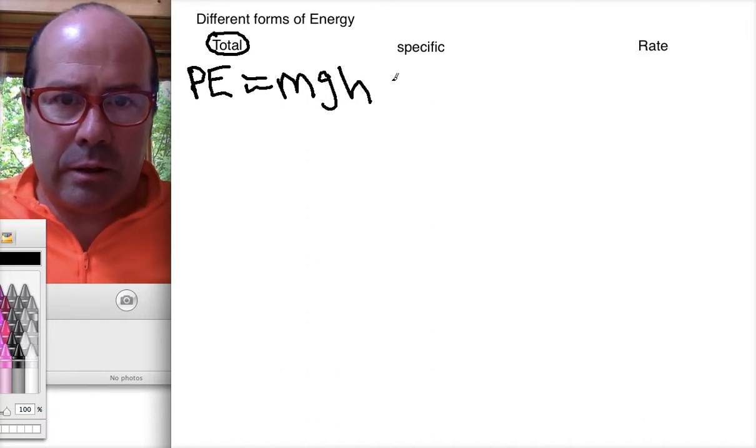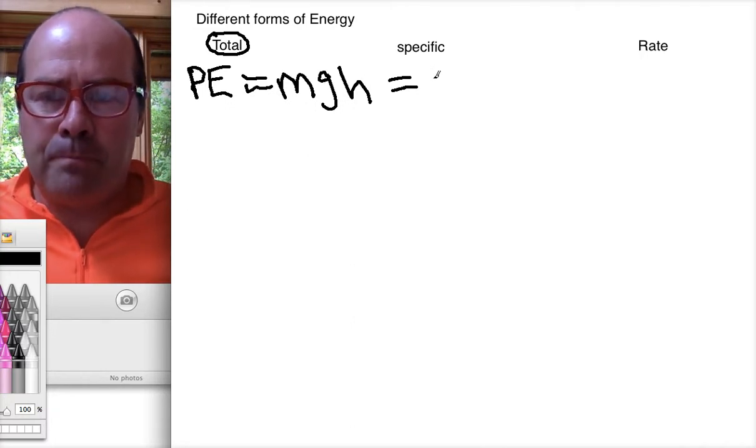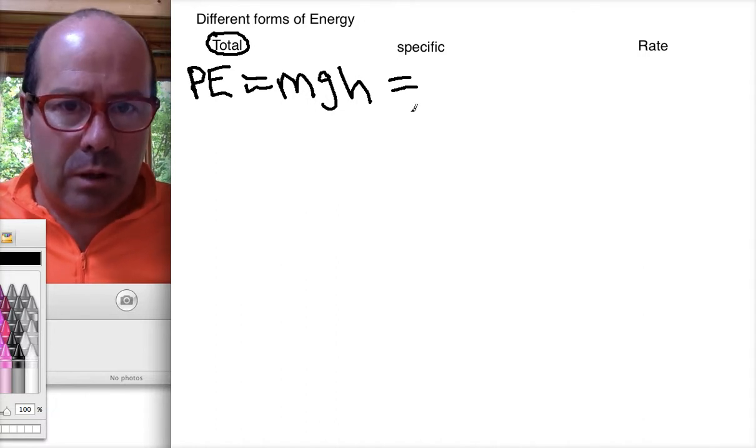And I think we're all pretty familiar with the units of total energy: joules, BTUs, foot-pounds. So let me get my little symbol on here. Let's go ahead and use BTUs.